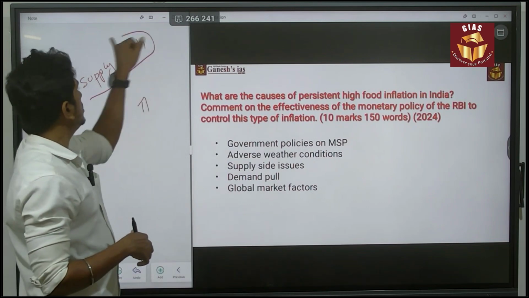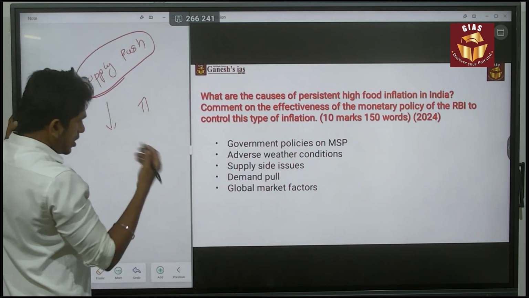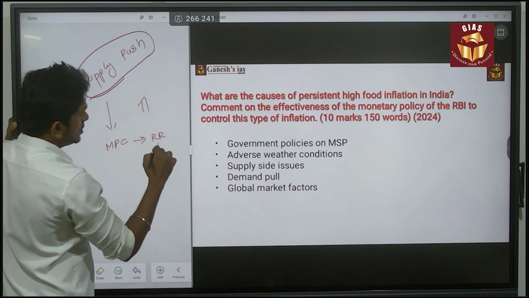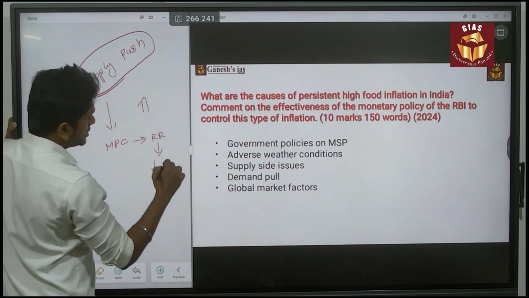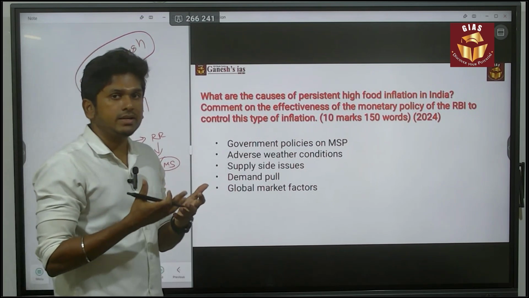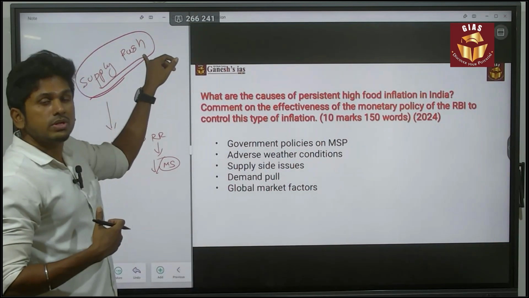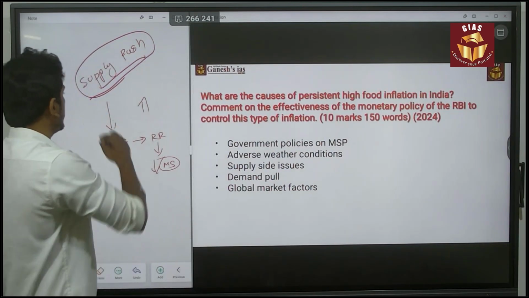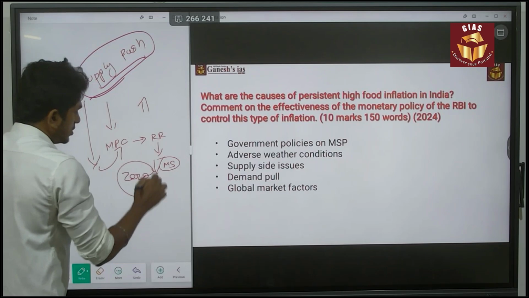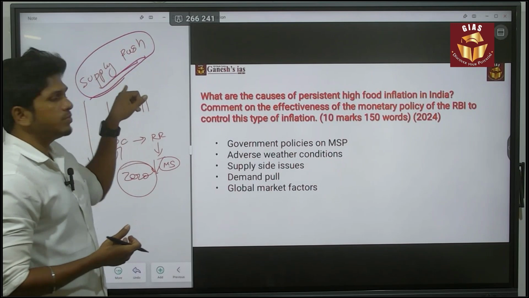That is called inflation. So when it comes to supply push inflation, if the RBI tries to address this issue, again the RBI will use the MPC and the repo rate to try to reduce inflation by reducing the money supply. But here the issue is not about an increase in the money supply or an increase in demand. Here the inflation is due to supply push. So in terms of supply push inflation, the effectiveness of monetary policy in controlling inflation is zero.